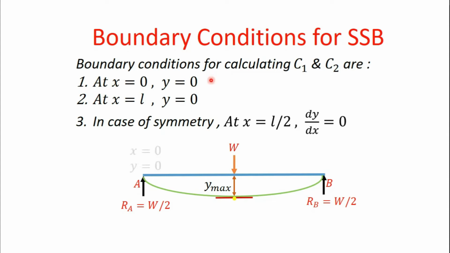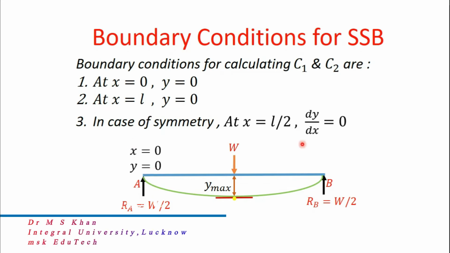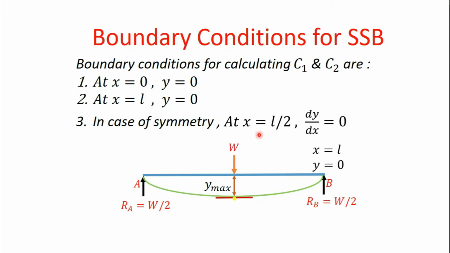Now to calculate the constants of integration C1 and C2, we must know the boundary conditions. Since at x equal to 0, y equals 0, this is the first boundary condition for a simply supported beam. And at x equal to L, y equals 0, this will be this point. In case of symmetry, at x equals L by 2, dy by dx equals 0, so our beam is symmetric in this case and we will get this point.